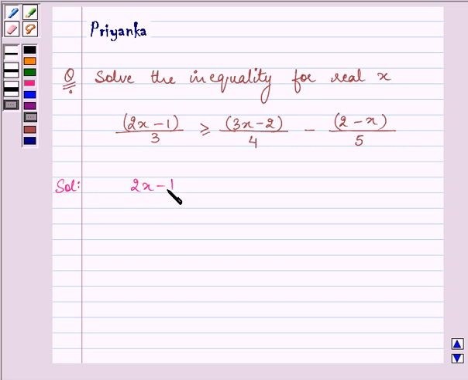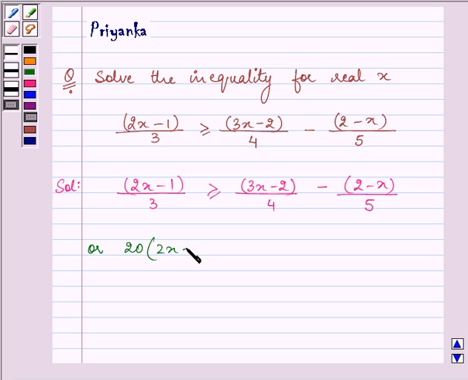On rewriting the given inequality once again, we can observe that we need to take LCM in this question. So, the LCM is 60, that is 3 multiplied by 4 multiplied by 5. And on multiplying each term, both the sides, by 60, we have 20 bracket 2x minus 1 is greater than or equal to 15 bracket 3x minus 2 minus 12 bracket 2 minus x.